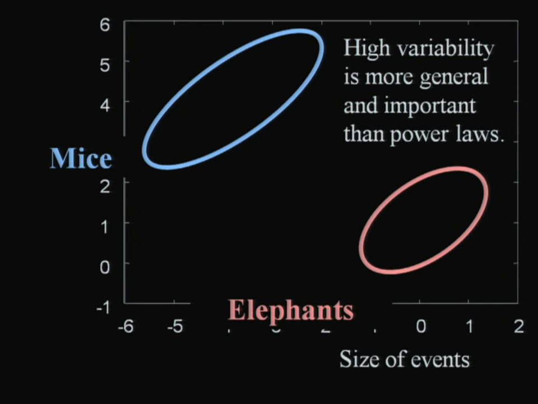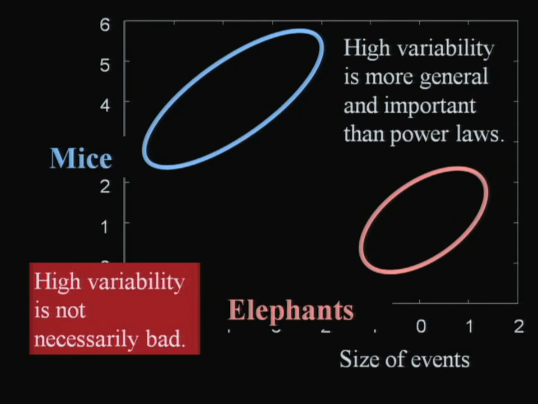The idea of high variability is generally more important than power laws. It's not necessarily a bad thing. It can be an optimal thing. One of the things that happens in this immune system example, though, is that you go beyond what is optimal because you're only seeing what you see in your lifetime.